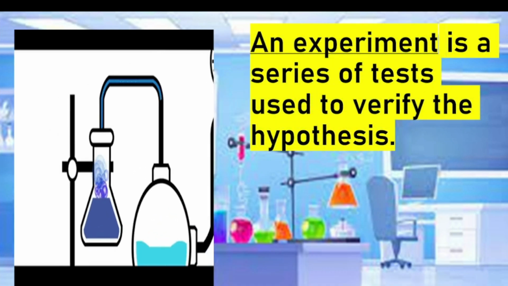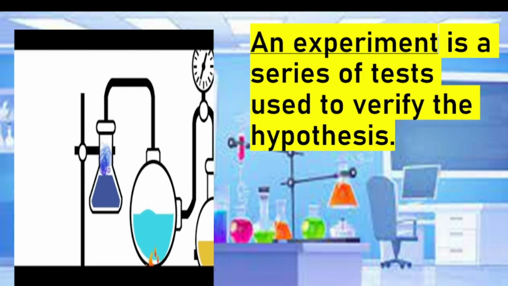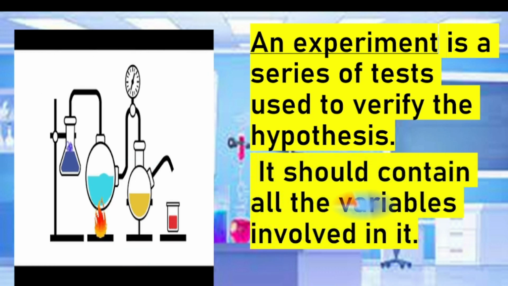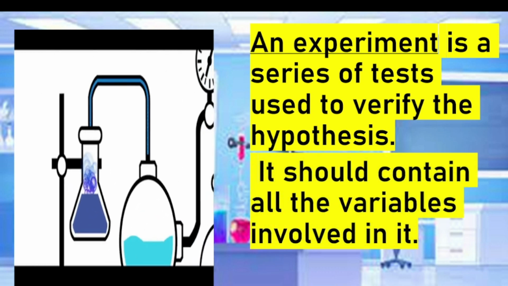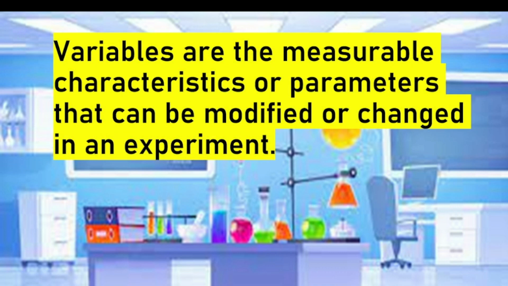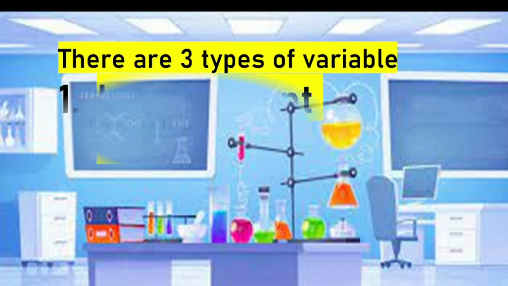An experiment is a series of tests used to verify the hypothesis. Your experiment should contain all the variables involved in it. Variables are the measurable characteristics or parameters that can be modified or changed in an experiment. There are three types of variables.